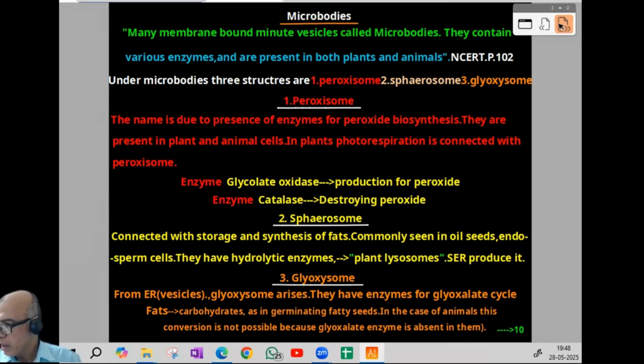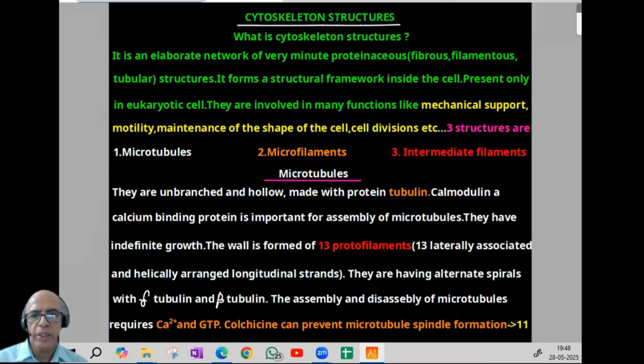Then comes the last part, cytoskeletal structures. What is meant by cytoskeletal structure? What is their function? And 3 famous cytoskeletal structures: microtubules, microfilaments, intermediate filaments. And what is the structure of microtubules? That is tubulin, 13 protofilaments, alpha tubulin, beta tubulin, then calcium and GTP. Colchicine can prevent microtubule spindle formation, a mitotic poison. They act on microtubules. Now, functions of microtubules: cell division, then cilia, flagella, cell motility, shape, then movement of chromosomes in anaphase, connected with cell plate.